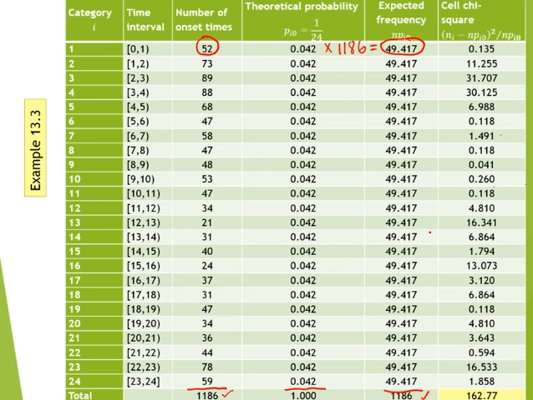All your expected frequencies are greater than 5, so you don't need to combine anything. Remember, you look at expected frequencies in order to decide whether to combine or not. Then you add all these cell chi-square values, 162.77, and then you can do your test.